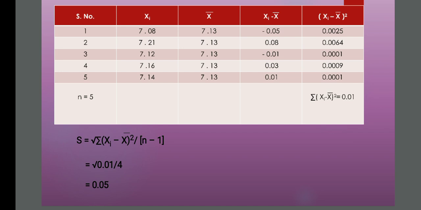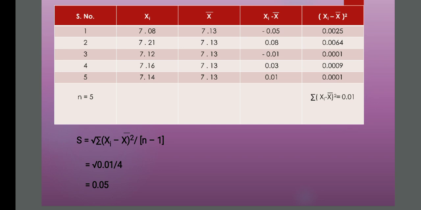I'll repeat the problem once again. So the problem given here is they have given 5 different values, that is 7.08, 7.21, 7.12, 7.16, 7.14. You have to learn the formula by heart very thoroughly. It's nothing but square root of sum of xi minus x bar the whole square divided by n minus 1.